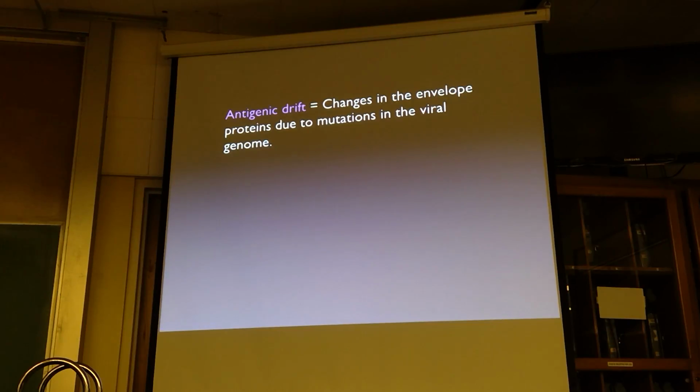When it copies the information from RNA into DNA, it makes mistakes. And so there's going to be changes in the nucleotide sequence. The same thing can happen when you're making the genome for the influenza virus. So antigenic drift is going to be a change in the envelope protein, but that change is due to a mutation of the genome. Those mutations happen.